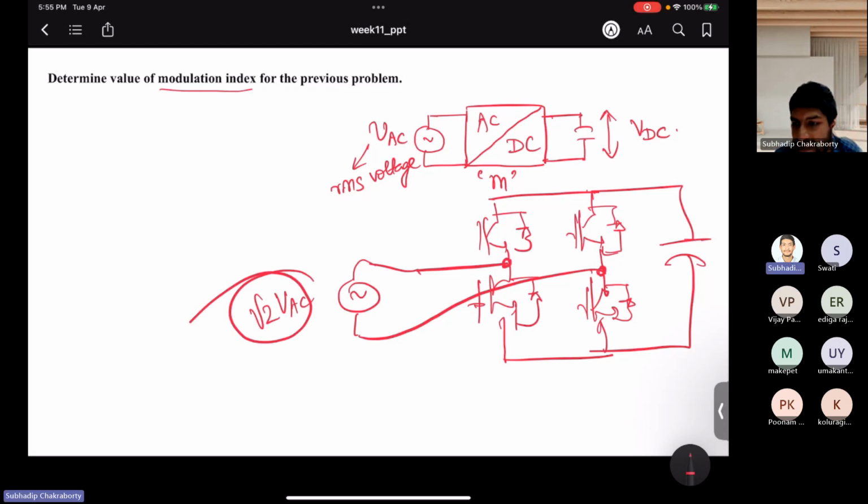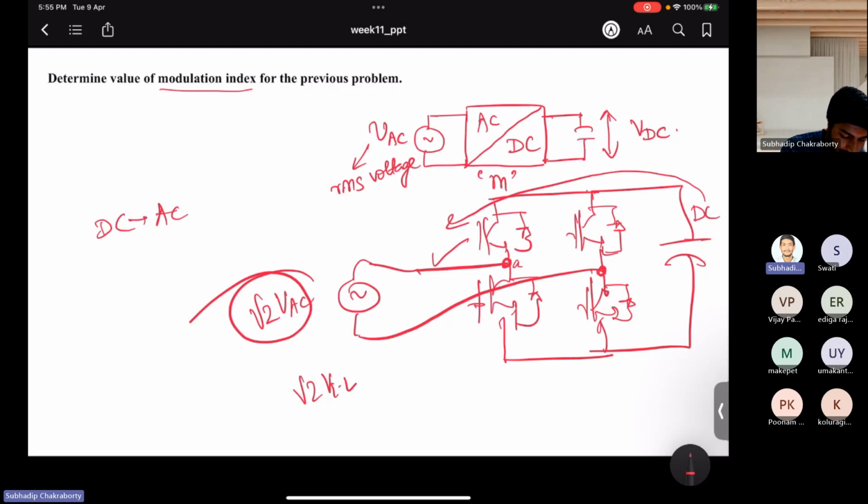Now in single phase, line and phase don't have any meaning, but in three phase you will get the line voltage between these two links, because this is for A, this is for B. So √2 times V line to line is the peak AC side voltage. And if you see from DC to AC, you get what? Boost action or buck action for an inverter?